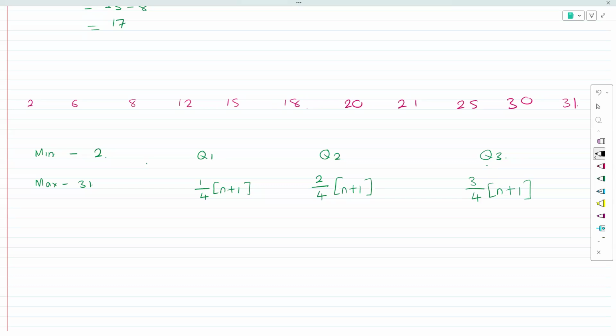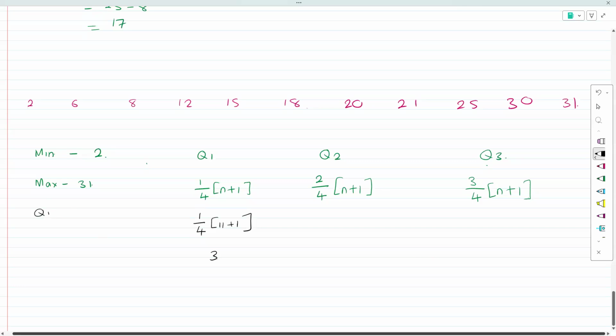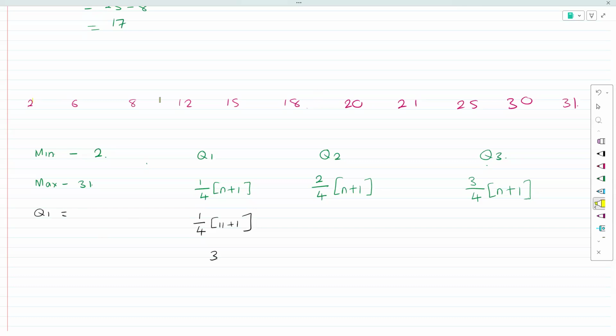So what's going to happen is we're going to count the number of terms. 1, 2, 3, 4, 5, 6, 7, 8, 9, 10, 11. And we're going to say 1 over 4 into 11 plus 1. Sorry guys, let me reset my calculator. It's being a bit iffy with all of the work we did, but we should be good. 1 over 4 times 11 plus 1 is 12. So that should be 3. Now I want you to understand that quartile 1 is not 3, but we're going to count 3 spaces. 1, 2, 3. This is quartile 1.